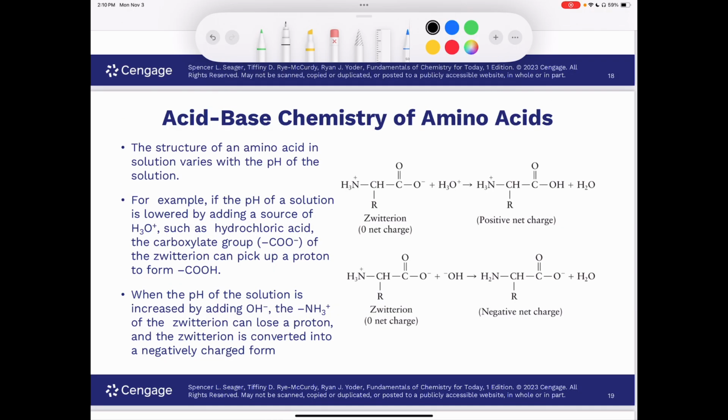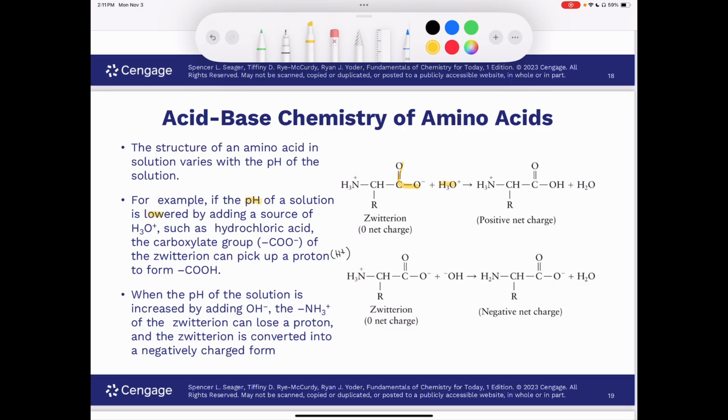The structure of an amino acid in solution varies with the pH of the solution. Now, I was talking about physiological pH on the previous slide, but it says here that, for example, if the pH of a solution is lowered by adding a source of H3O plus like hydrochloric acid, so remember, low pH is going to be very acidic. So hydrochloric acid is a strong acid. So what's going to happen is the carboxylate group is going to pick up the proton. Remember, the proton is just the H plus ion. It's going to pick that up to form a carboxyl group.